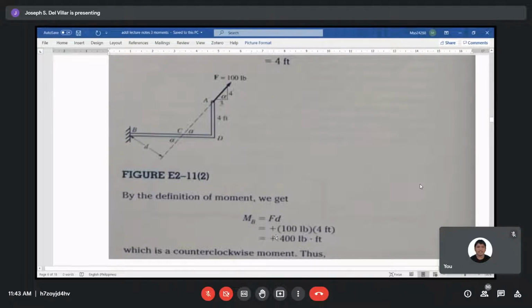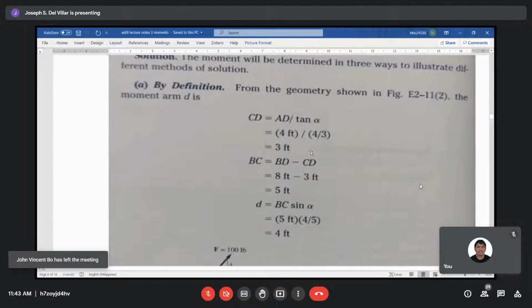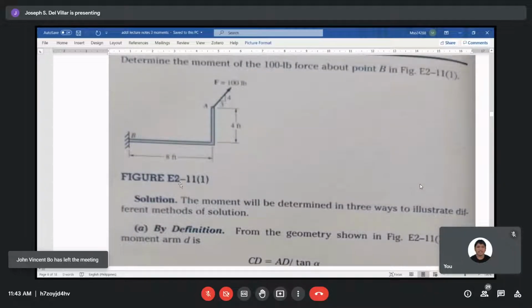Pero kasi dito, ginamit dito is transmissibility. Pero ako gusto ko kasing ipakita sa inyo yung dalawang diniscuss natin. Okay? So, in using Varignon's theorem, magsa-summation kayo. Summation of moment at point B is equal to 80 times 8 minus 60 times 4. Did you get it? Nakuha niyo kung bakit naging ganon? Ni-retain natin yung 8 tsaka 4 kasi yun na yung kanilang moment arm.